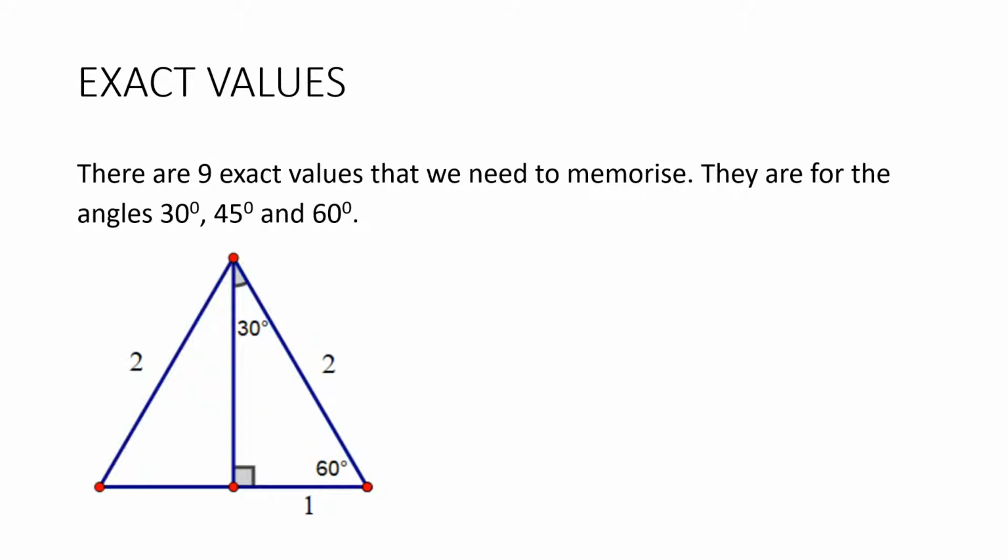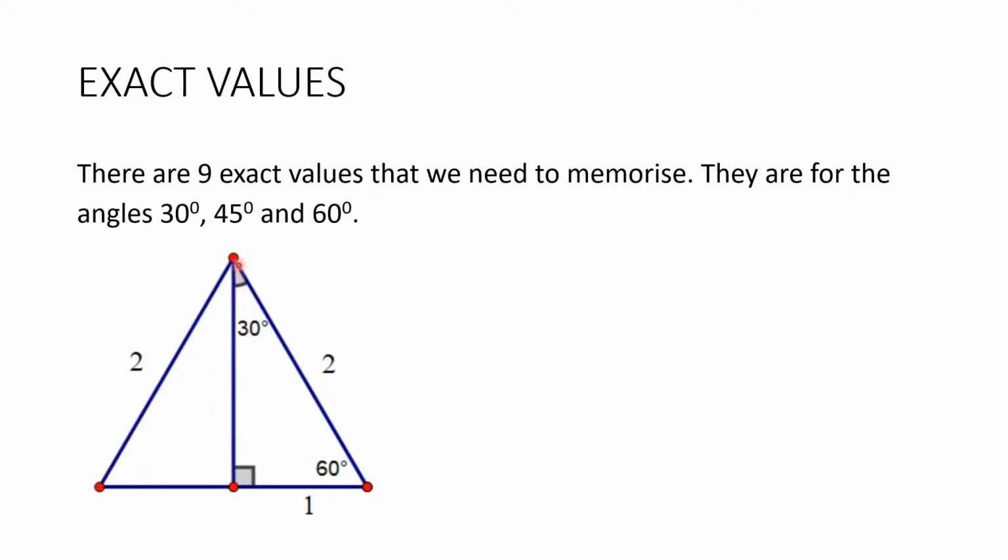There are 9 exact values that you need to memorize, and they are for the angles 30 degrees, 45 degrees, and 60 degrees. Now the first two, the 30 degrees and the 60 degrees, come from this triangle here. It's an equilateral triangle with sides of length 2. And so this is 2 here. When we drop this perpendicular here, it's going to bisect this side, and that means that this distance here is going to be 1. Now, of course, an equilateral triangle has angles of 60, and if I take into account this 90, then that angle up there is going to be 30 degrees. So that's where I'm getting my 30 and my 60 from.